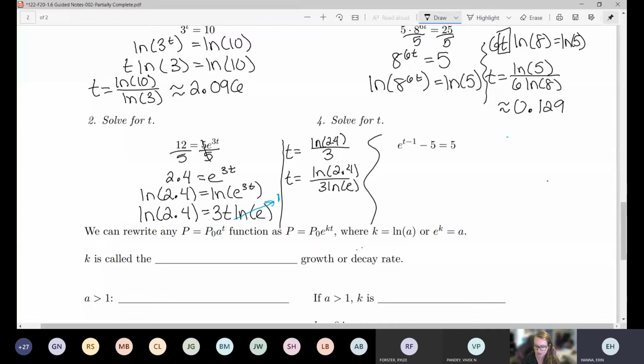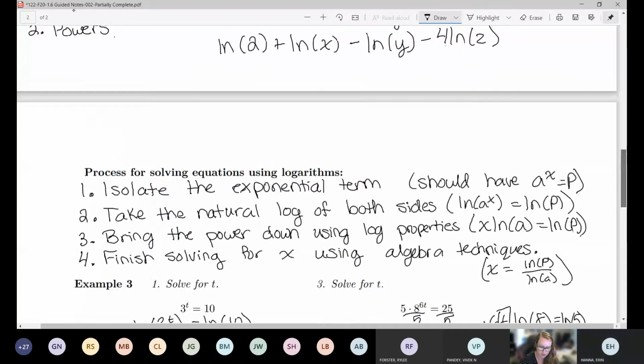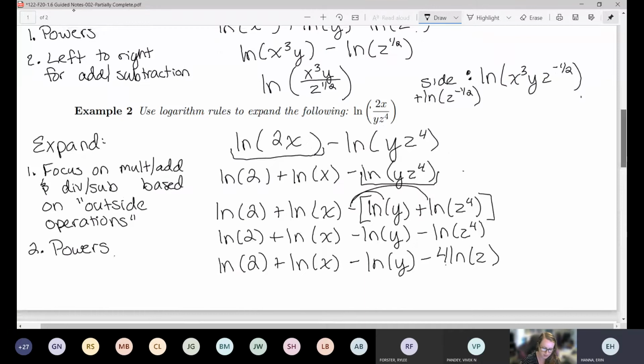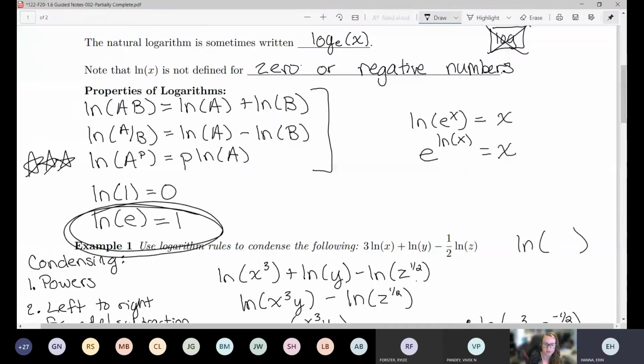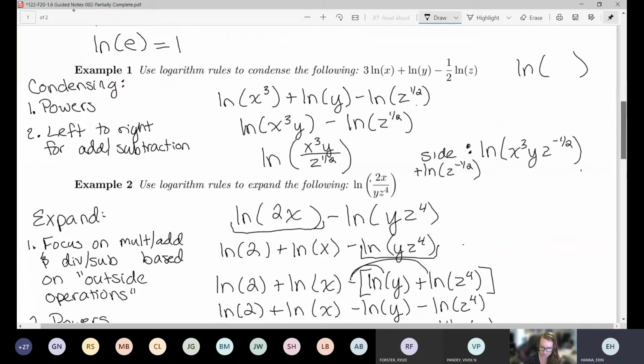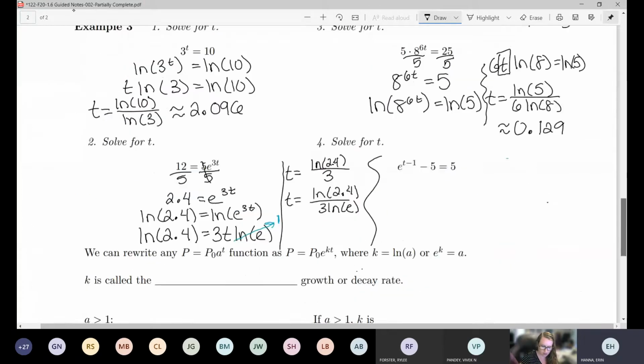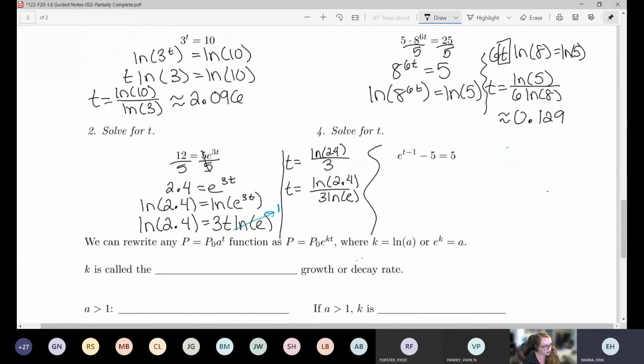We can just reduce if we scroll back up really quick. We do have one of these properties that the natural log of e is 1. So that's what I'm using to reduce that. That was a property that we had a little while back. So if you type that into a calculator, this is where you will get the 0.292 that I had accidentally had on the other one.